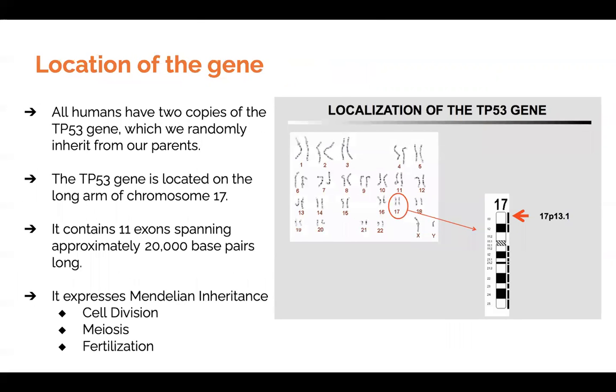All humans have 2 copies of the TP53 gene, which we randomly inherit from our parents. The TP53 gene is located on the long arm of chromosome 17, which is an autosome. It contains 11 exons spanning approximately 20,000 base pairs long, and it expresses Mendelian inheritance, which means that it's transmitted through either cell division, meiosis, or fertilization.